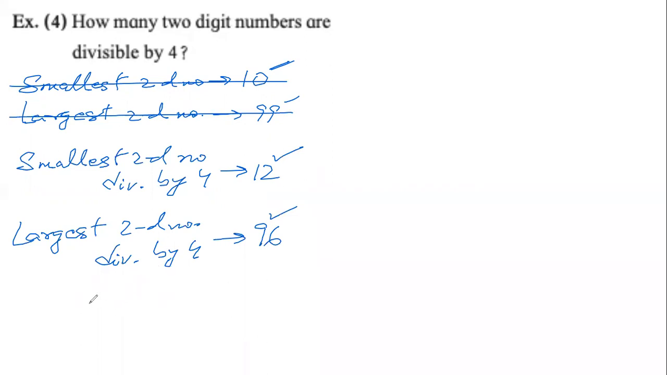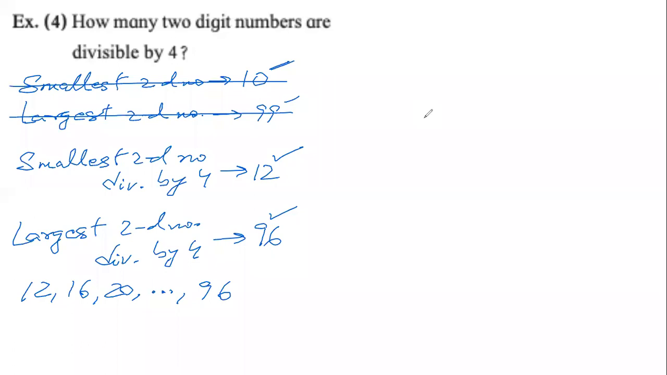From here, we know that the AP that we are dealing with starts with 12. What will be the second term of the AP? Tell me or type it. It is 16, so 12 plus 4 plus 4, dot, dot, dot. What will be the last term of the AP? 96. What type of AP is this? Is it finite AP or infinite AP? Finite. It is finite AP.